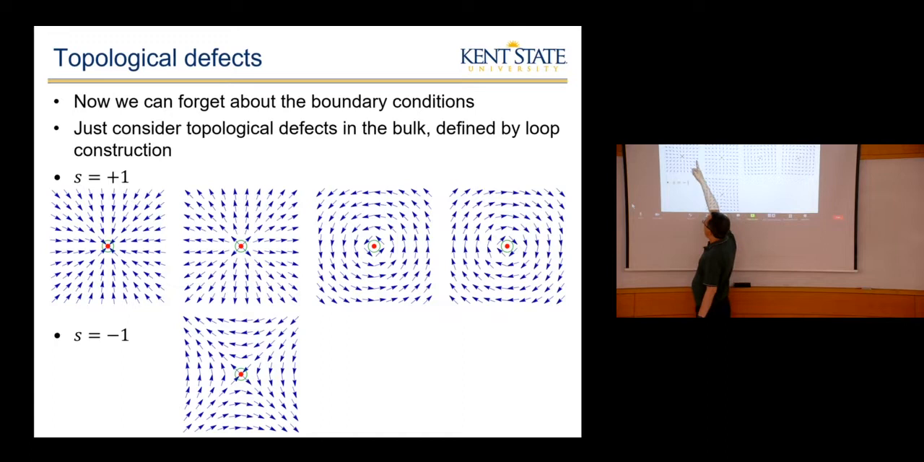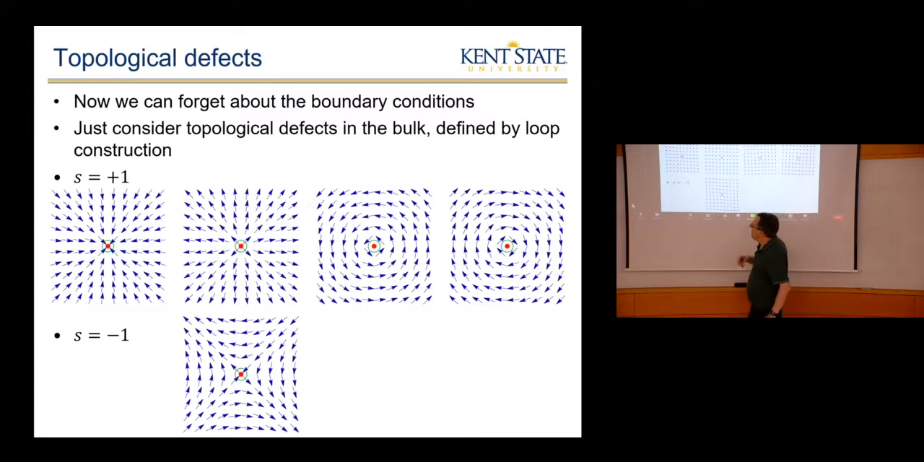And here are several examples which all have a topological charge of plus one, okay? Because with any of these examples, if you go around the loop in a counterclockwise sense, the director rotates through an angle of 2π in a counterclockwise sense, right? So here, it starts like this, so you go around like that. It starts like this, and again, it goes around counterclockwise, okay?